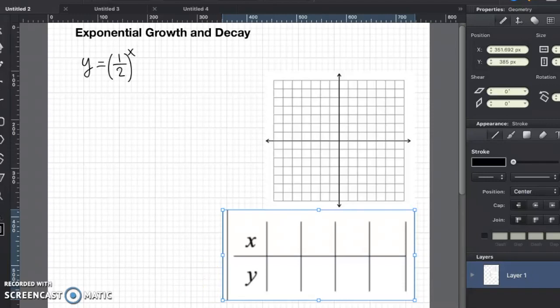Welcome back, mathematicians. Today we're going to talk about exponential growth and decay.